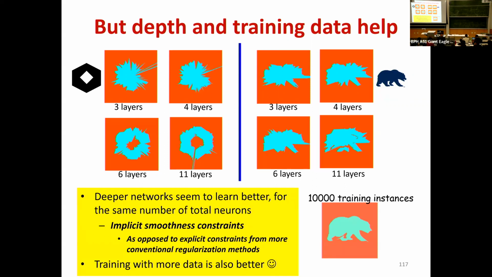If I make it 11 layers of 60 neurons each, it gets something that looks like the bear or the bolt. So it's the same number of neurons in every case, but just rearranging them to be deep versus shallow and broad gives you greater smoothness, and so you get greater regularization, so you actually end up learning the function better.